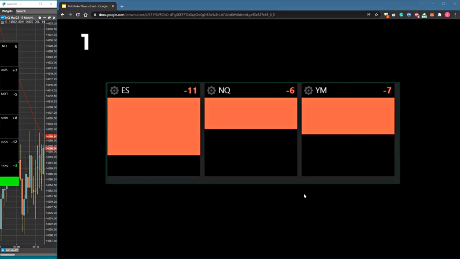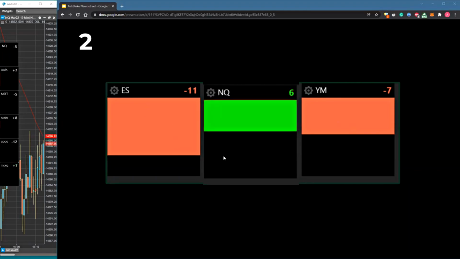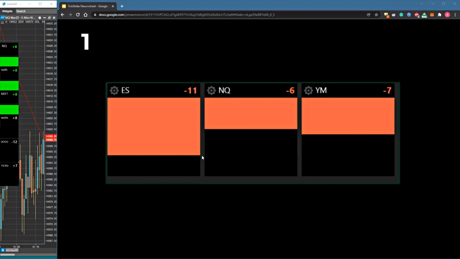So what we've got here are essentially three different pits. We've got the pit for the S&P, the pit for the NASDAQ, and the pit for the YM. This is slide one. So we've got three different pits. They're all showing red. Then we've got a second slide where we've got three different pits. Two are showing red, one is showing green. Now, what we do know is that the S&P, the NASDAQ, and the Dow share a consistent correlation of over 85%. So 85% of the time, these markets move together.